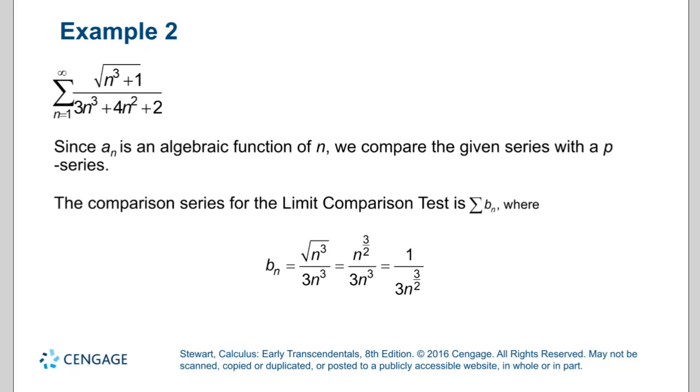So I can compare this one and limit all the lower terms, the things that would fall out as we get higher and higher. So I'm just going to look at the square root of n to the third over 3n to the third, which means I'm going to compare it to 1 over 3n to the 3 halves. And that right there is a p-series. We know that p-series converges because the p-value is greater than 1. So comparing it to this function, I can say that this one is also convergent.